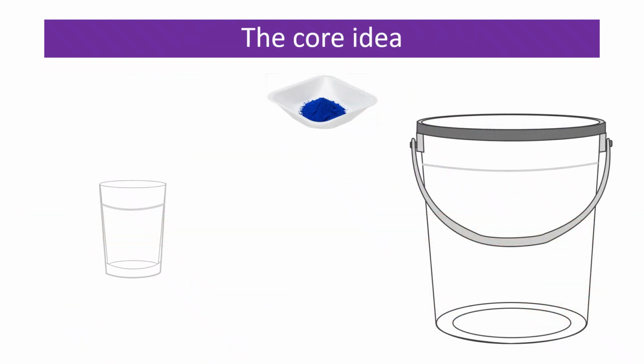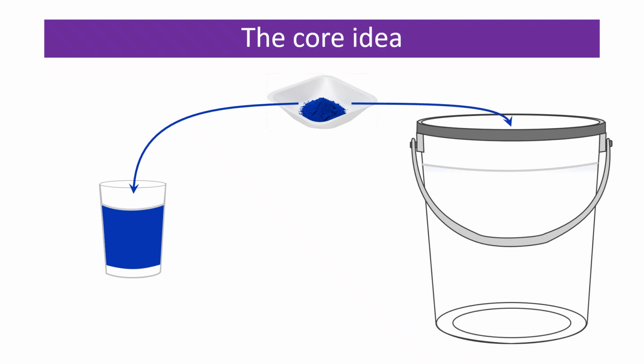Imagine adding blue dye to a glass of water. If the glass is small, the colour looks intense. If the same amount of dye is added to a large bucket of water, the colour looks much paler. The amount of dye has not changed, but the concentration has changed because the dye is spread through a larger volume. Let's say we added 10 grams of dye. In a volume of 100 ml, the resulting concentration is 100 grams per litre. But when added to 5 litres, it is only 2 grams per litre.